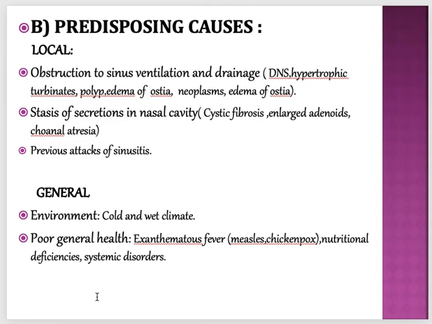For example, someone who had a nasal packing, someone who has a deviated septum, someone who has any kind of allergies, they can lead to sinus problems. One more thing, see, stasis of secretion in the nasal cavity. Like I talked about, cystic fibrosis is a condition in which there are thick secretions, okay? Whenever there are thick secretions, they are hard to clear, or there is obstruction due to enlarged adenoids, the sinuses can get affected simply.